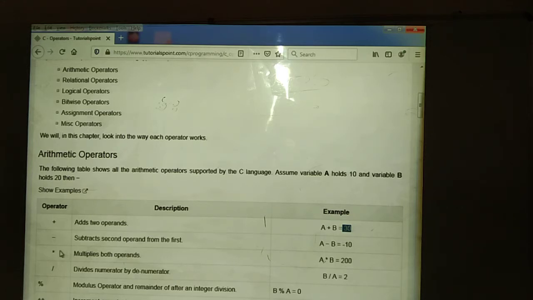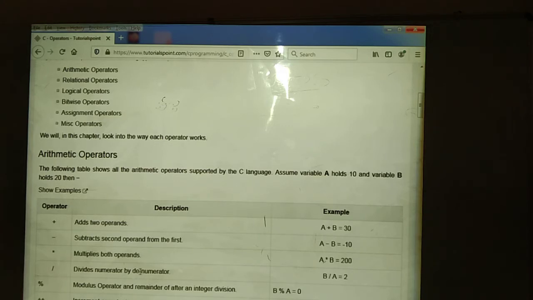Next, the asterisk symbol. This one is used for the product, nothing but multiplication. Multiply both operands by using this symbol. A into B means 10 into 20 equals how much? We are going to get 200.